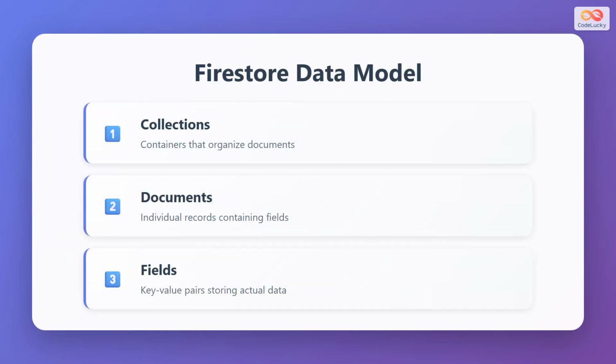Understanding Firestore's data model is crucial. The hierarchy consists of three main levels. First, we have collections, which are containers that organize your documents. Think of them like folders. Second, documents are individual records within collections that contain your actual data. Finally, fields are the key value pairs inside documents that store the actual information. This hierarchical structure makes it easy to organize and retrieve your data efficiently.